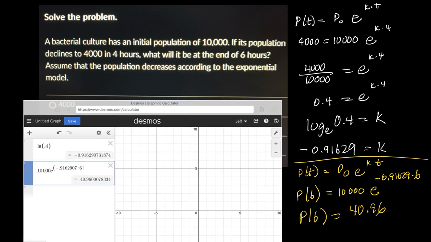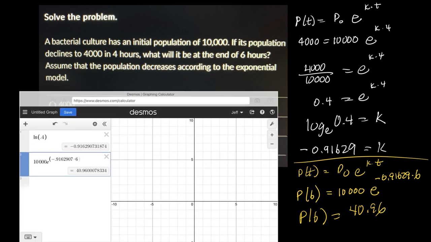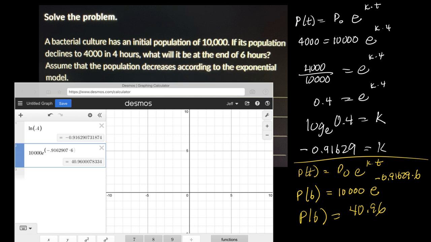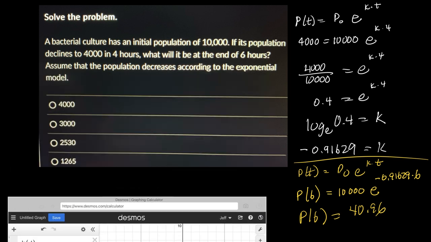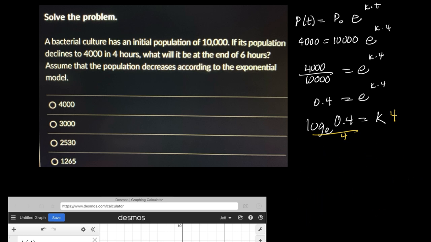Assume exponential model. Starts with 10,000, 4,000, 0.4 log. Oh, my k value is wrong. I forgot to divide. This was equal to 4. I needed to divide that by 4. So my k value is wrong. That's good. It's good to make mistakes and then fix them.